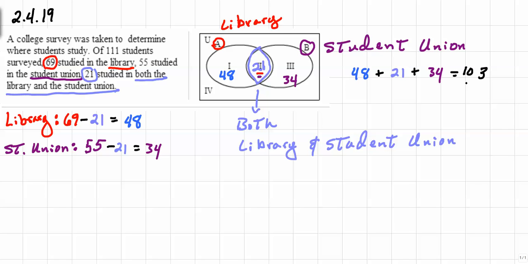Well, actually, I said that this originally was 111, and I apologize. 48 plus 21 plus 34 is 103, which means that I'm going to take the original 111 students that were surveyed, and we will subtract 103 of those students, and we'll get 8. And that value, that 8, is part of my universal set, but it's not in either of the two circles that represent studying at the library or studying at the student union. And that's the breakdown of the 111.